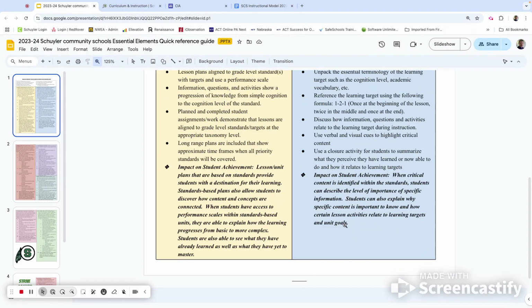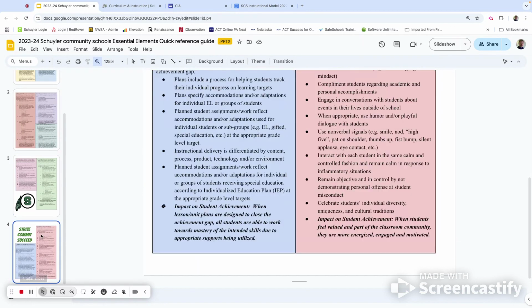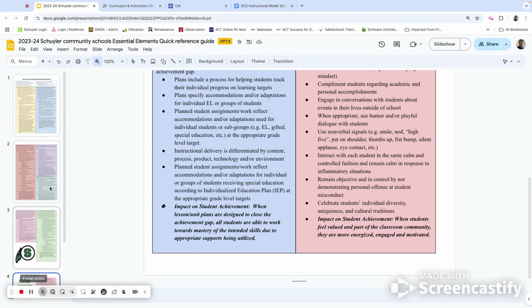So when students can explain why content is important, it really will help them relate it to the learning goal. So this is also something that is available to you and that you would have, and you just want to make sure that you're examining these elements.